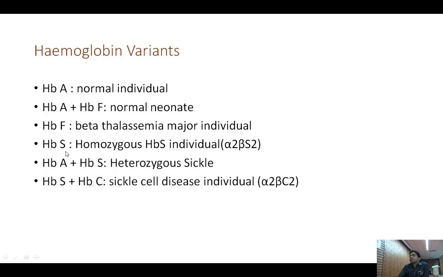HbS is a homozygous HbS individual. HbA and S means it is heterozygous sickle cell. HbS and C is sickle cell disease.